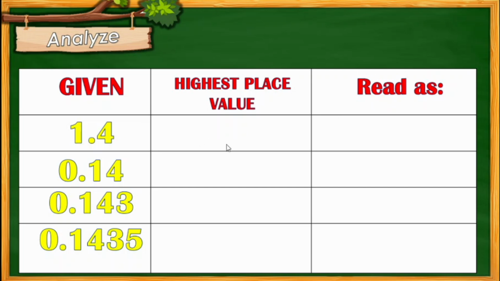Now, let's proceed. So the highest place value in example number 1 is tenths. And then we're going to read this one as 1 and 4 tenths because the decimal point is read as "and." So 1 and 4 tenths.